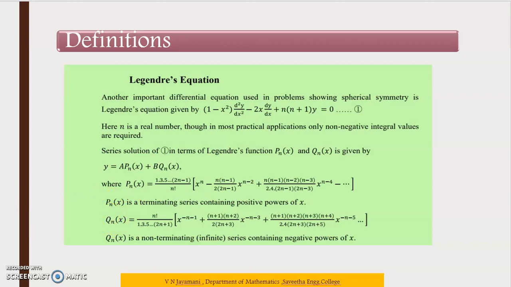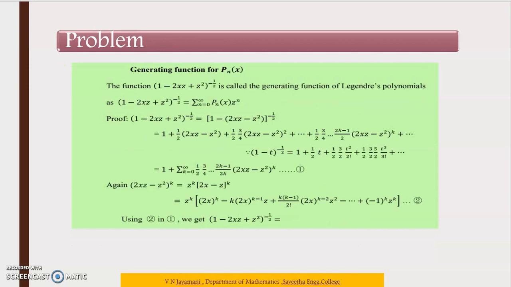So now we are going to see the problems. Generating function for Pn(x). Now we are going to calculate the generating function. The function (1 minus 2xz plus z squared) whole power minus 1 by 2 is called the generating function of the Legendre polynomials, as (1 minus 2xz plus z squared) to the power minus 1 by 2 equals the summation n equal to 0 to infinity Pn(x) z power n. So we are going to see the proof of this generating function.